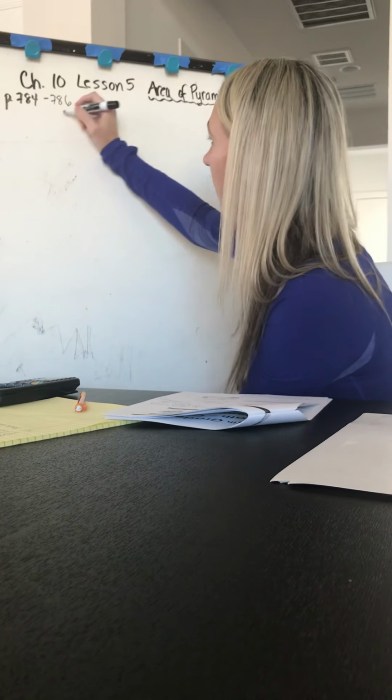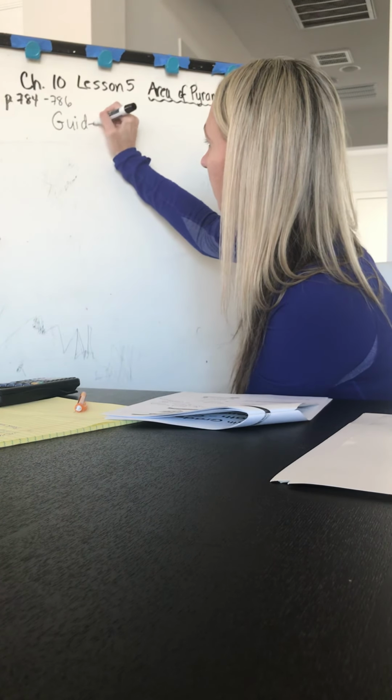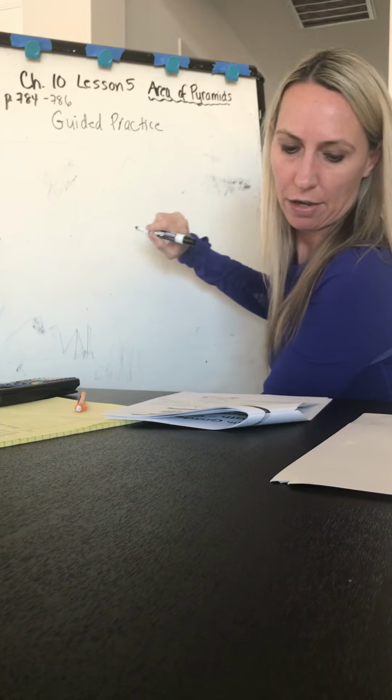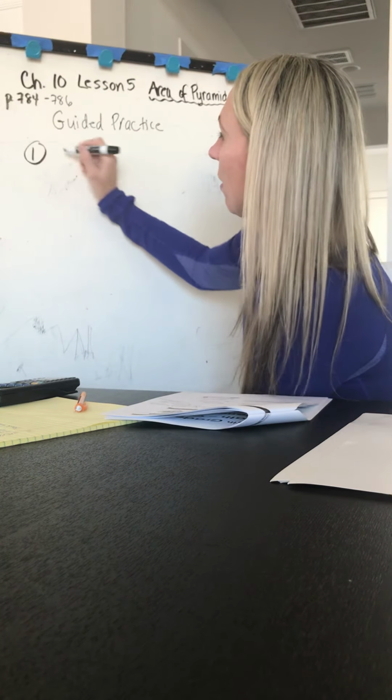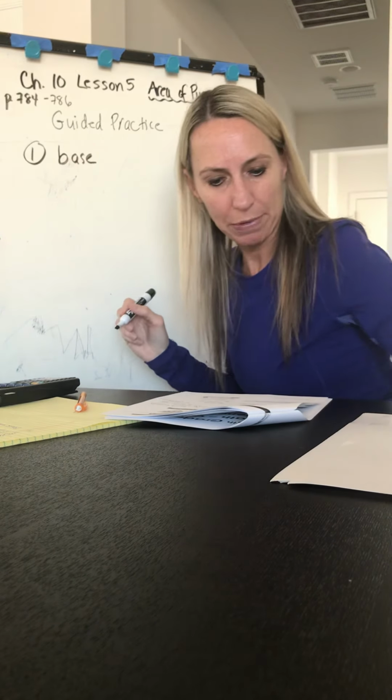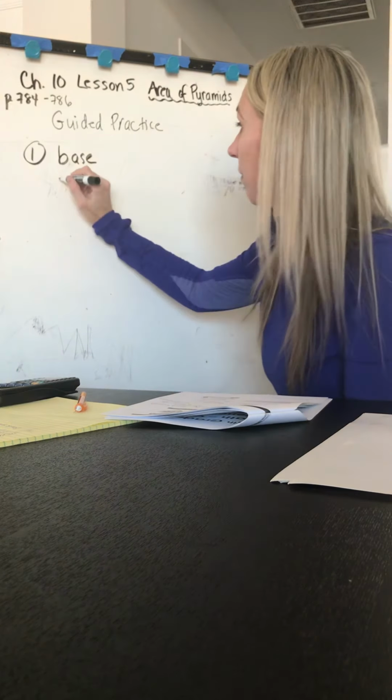So this is the guided practice. Okay, I'm going to do 2 problems on this. We'll do number 1. I'm going to look for the base of my pyramid and see what shape it is. And I look at it, and it's a square.